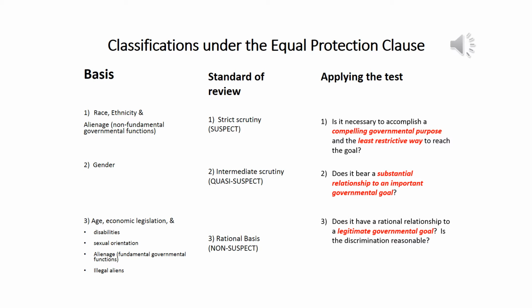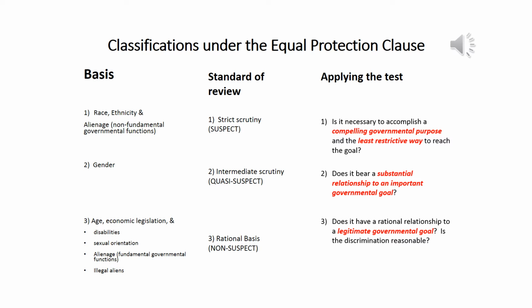But in most cases, if the state's going to discriminate based on race, it will be struck down as unconstitutional based on the strict scrutiny test. Because usually the government's not going to be able to prove it has a compelling governmental purpose in trying to discriminate someone based on race.